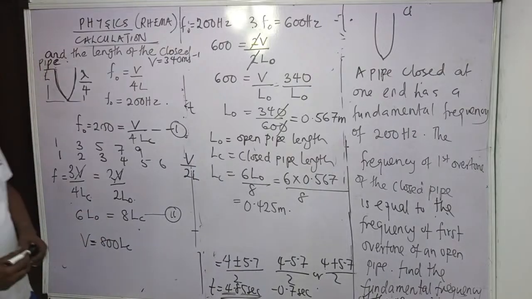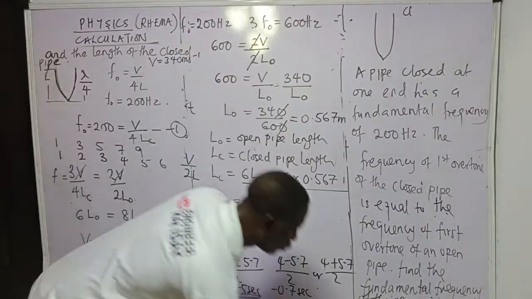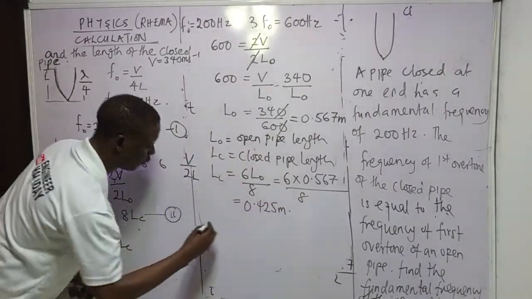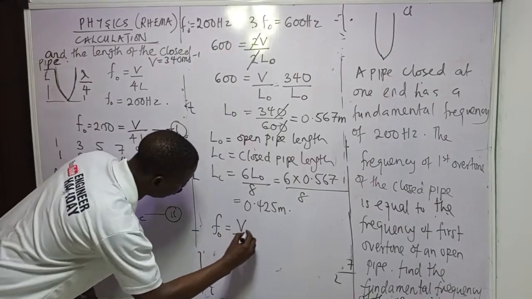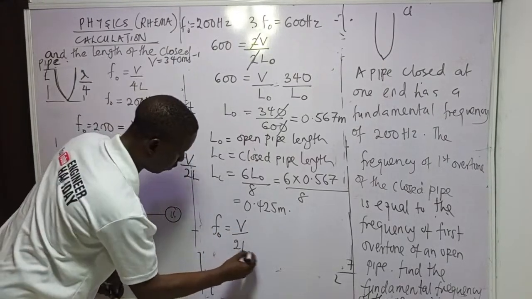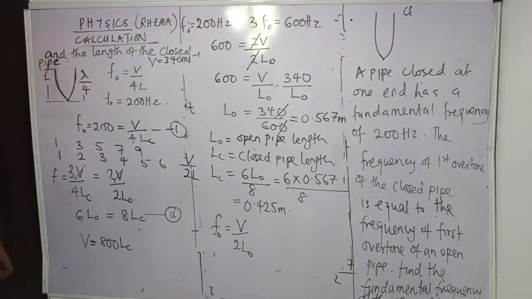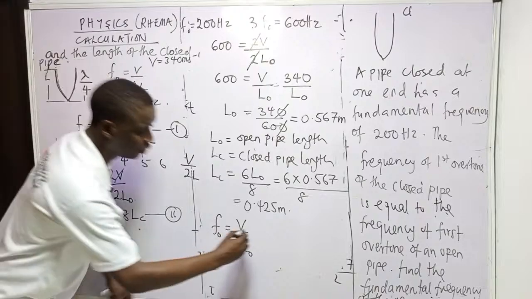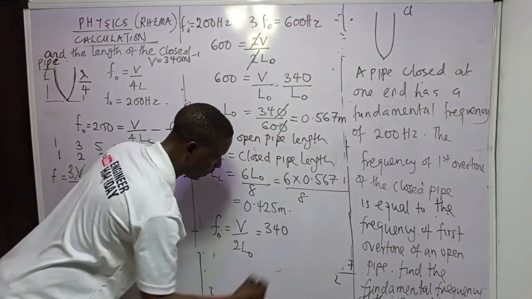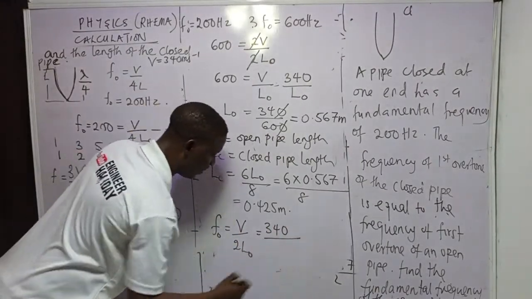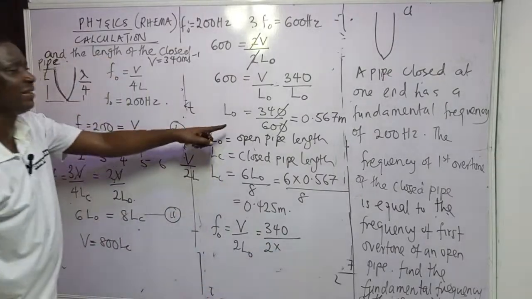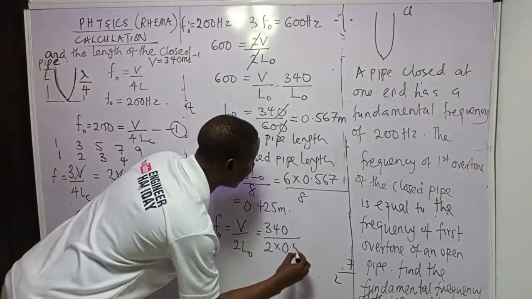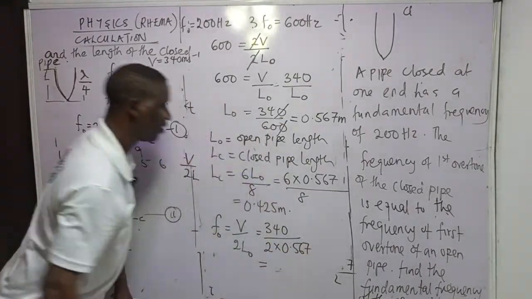Then what do they say we should find again? The fundamental frequency of the open pipe. Don't forget that the fundamental frequency of the open pipe is v over 2L. Open, put naught, so I will not mix it up. This is the fundamental frequency of the open pipe. I will now use 340 divided by 2 times what is our length that we have calculated for the open pipe now? 0.567. So what will now be our answer?